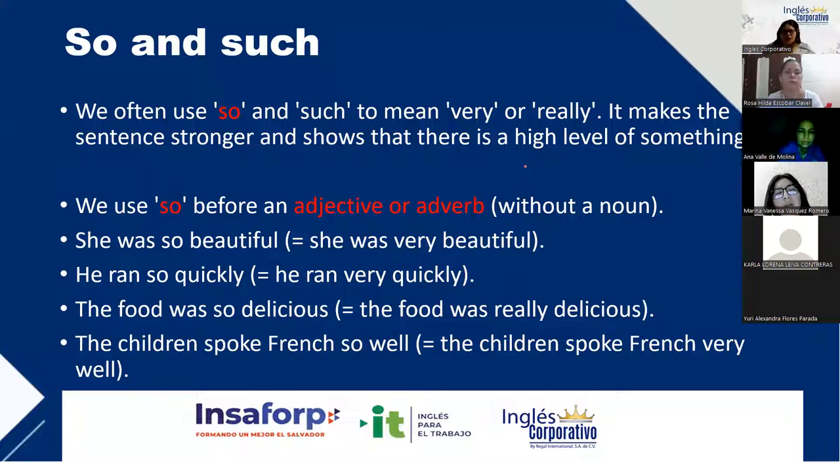For example, if you say, she was so beautiful. She was beautiful, but she was so beautiful means she was very beautiful. We use so before an adjective and before an adverb, but not with a noun. So no noun there. She was so beautiful. He ran so quickly. He ran so quickly that I couldn't run next to him, right? That means he ran very quickly.